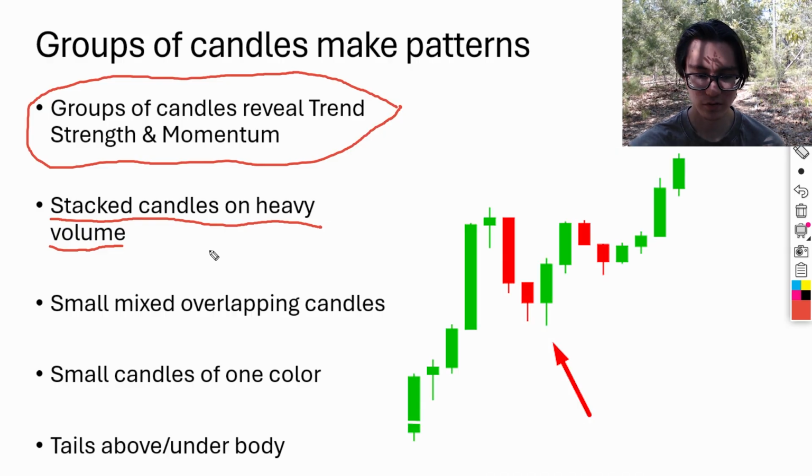But if you see tails under body after a small pullback and the overarching trend had this nice bullish price movement, then the tails would actually be a good sign. So to understand what the wicks mean, it's all about looking at the previous context. So that's all the patterns I have for you guys.